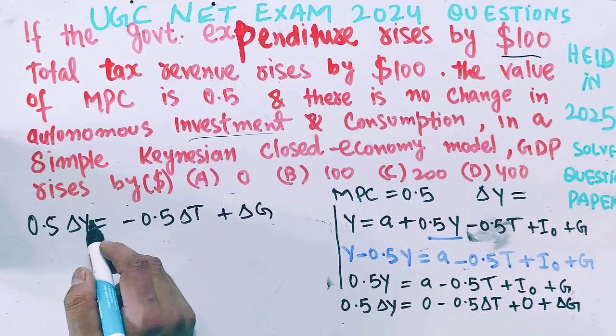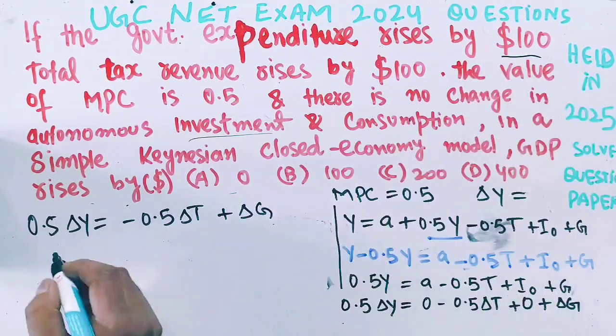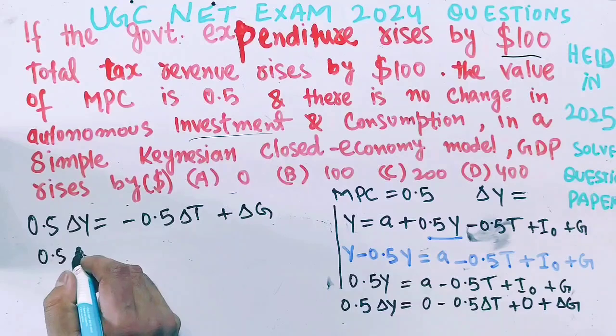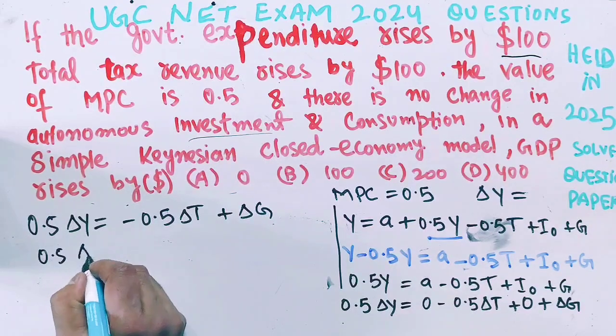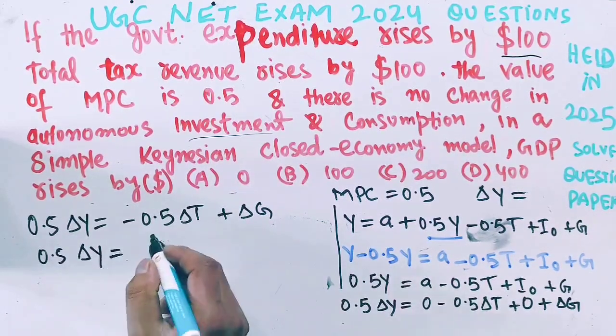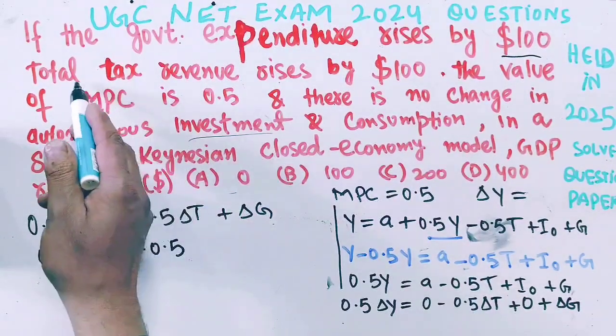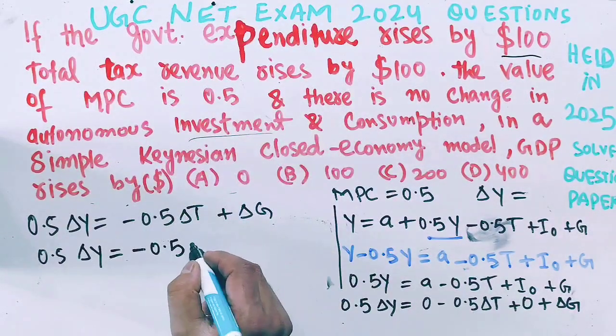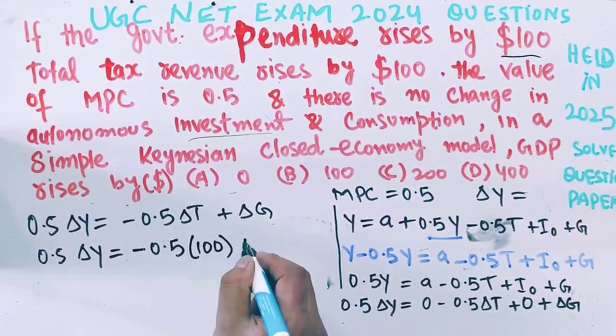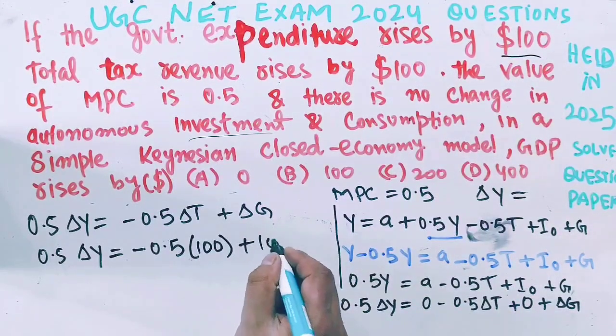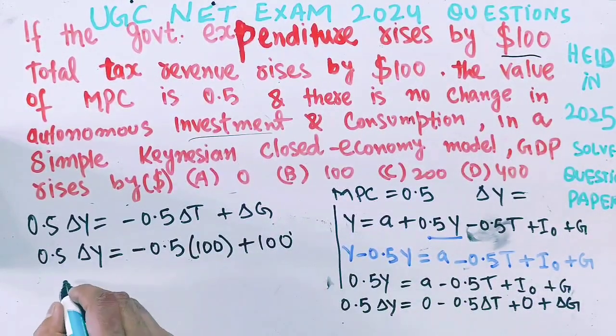So the change in income is to be found out. Now we have minus 0.5, the change in the tax revenue is 100, so del T is 100, plus change in government expenditure is 100. Sorry for the mistakes that I make.